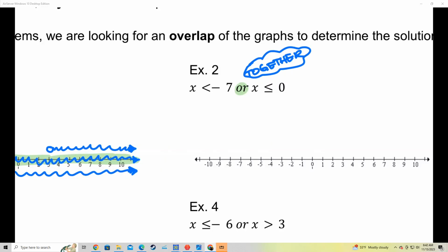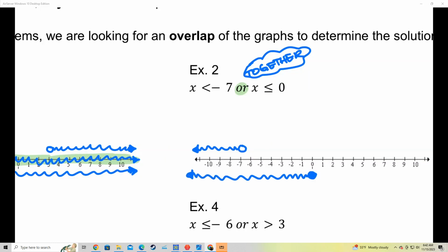Let me go ahead and start doing my floating graphs. The first one is x is less than -7. So -7, here's the -7. I want my x's to be less than that. My second one says x is less than or equal to 0. Here's 0. I'm going to shade it. And I want my numbers to be less than or equal to 0.